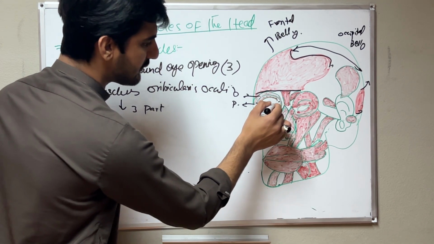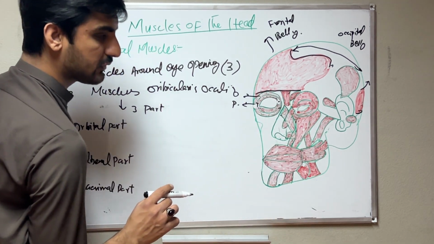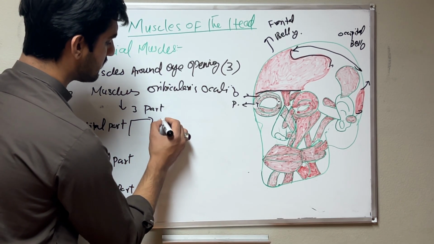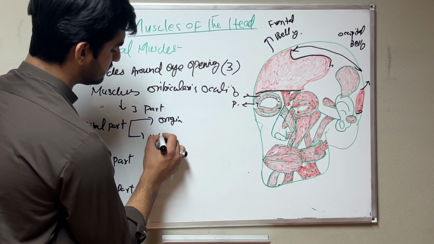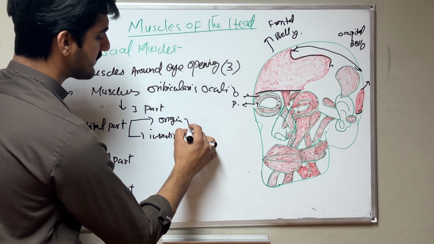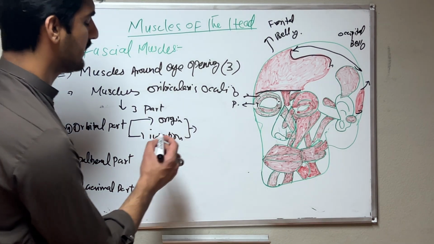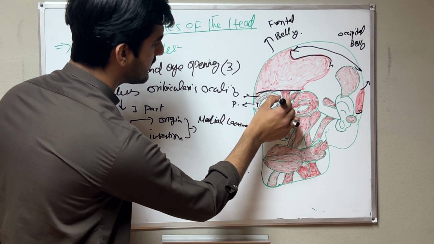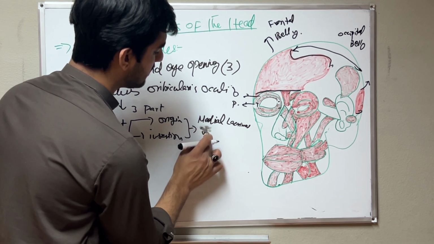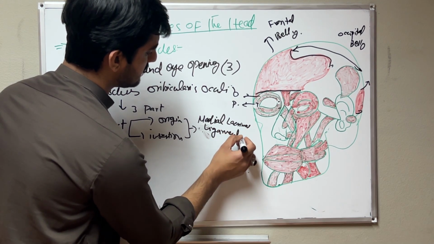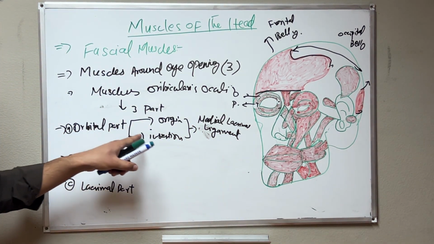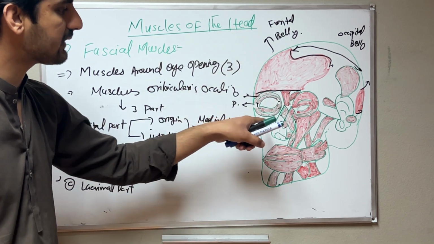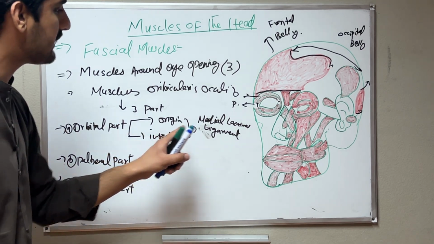The orbital part originates from here and here, from the medial lacrimal ligament. If we talk about origin and insertion, in the orbital part the origin and insertion are the same. It originates from the medial lacrimal ligament, and then goes circularly and is also inserted here. The orbital part of the musculus orbicularis oculi has the same origination and insertion, because it originates from the medial lacrimal ligament and is inserted coming around in a circle.